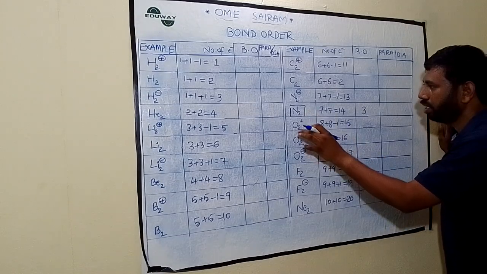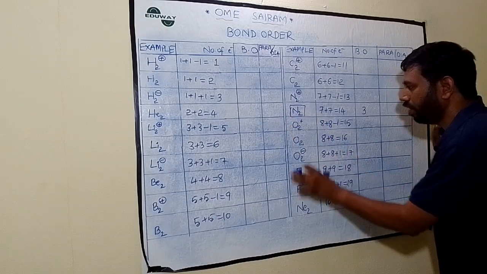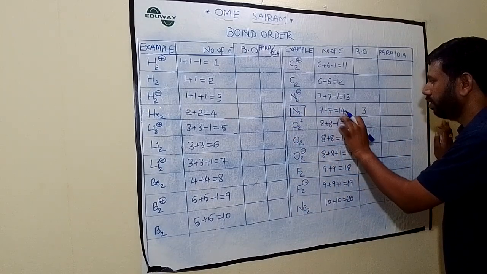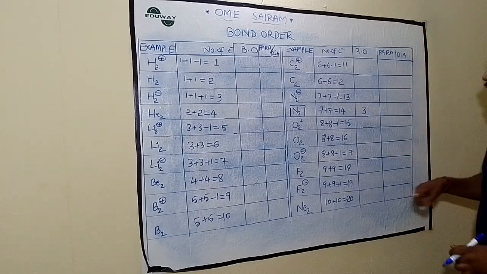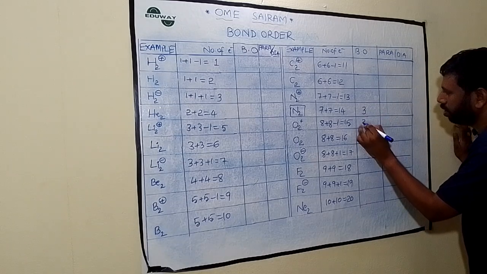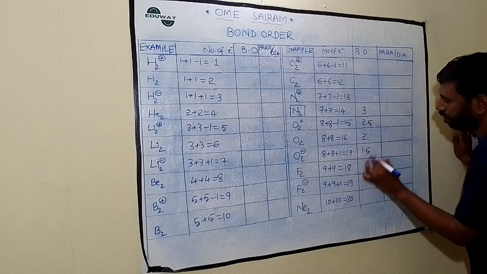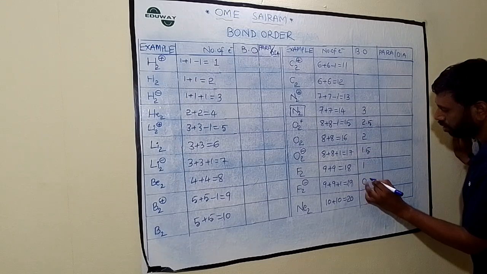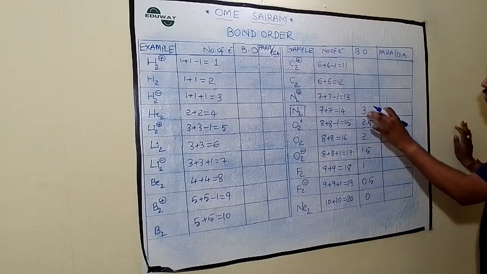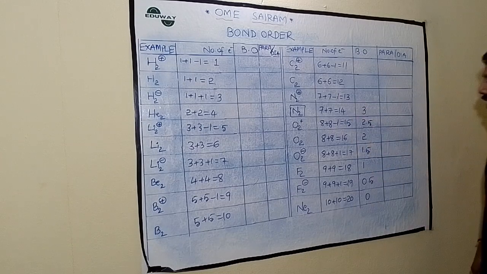Now when we are moving forward, that means above the nitrogen molecule, for every 1 electron increase, the bond order decreases by 0.5. So 2.5, 2, 1.5, 1, 0.5, 0. When we are moving forward, there will be a 0.5 decrease in bond order for every 1 electron increase.